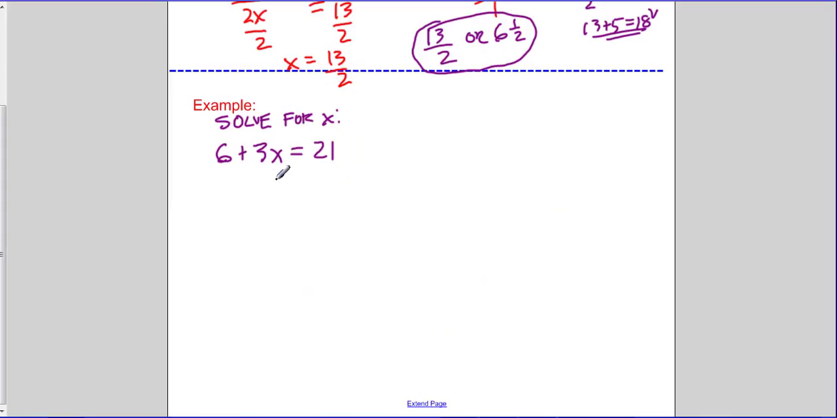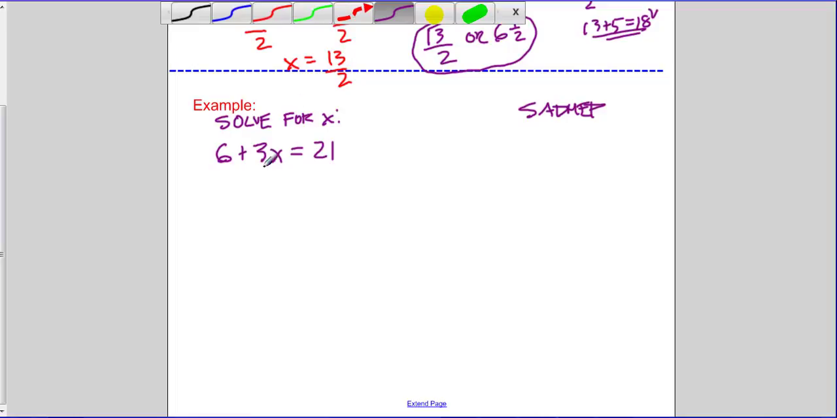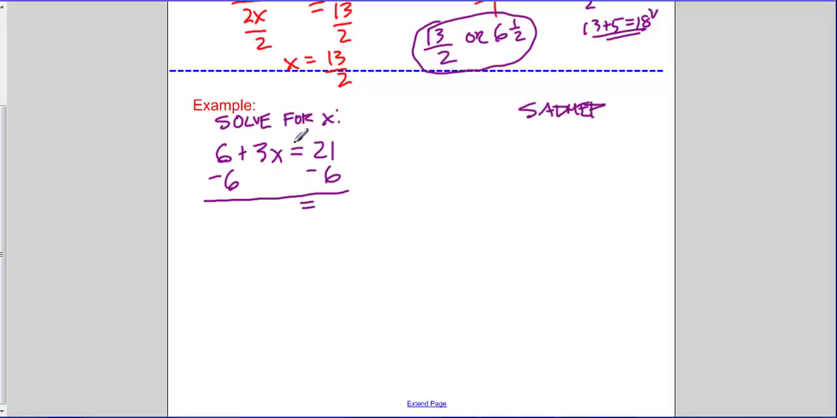In the next example, I have to isolate x. I have to do the same thing to both sides, and I need to use SADMEP. So I undo addition and subtraction before anything else. To isolate x, I need to get rid of the 6, so I'm going to subtract 6 from both sides. First, bring down my equal sign. 6 minus 6 is 0. Bring down 3x. 21 minus 6 is 15.